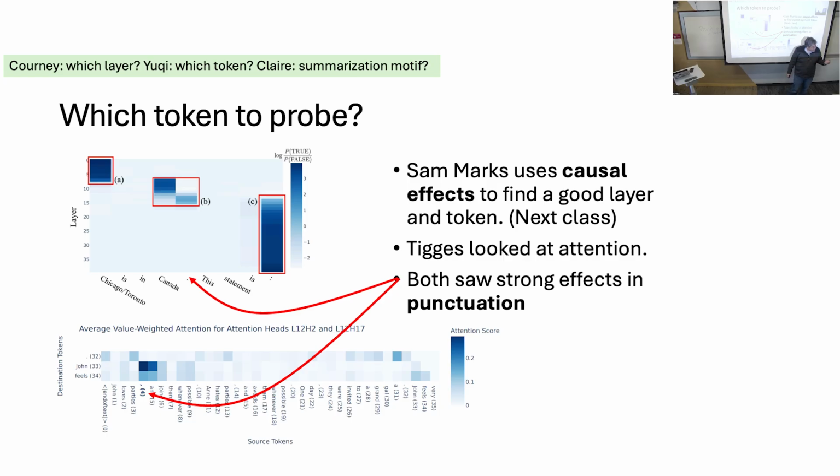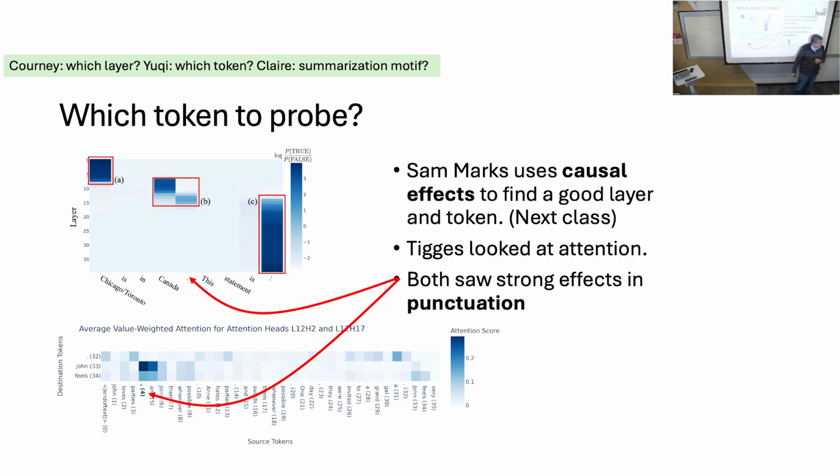And so this was really fascinating because the period doesn't have any information in it, right? The period is the same between these two sentences, Chicago or Toronto. And yet the period has something decisive in its representation that somehow gets the model to say true or false and flip between them, between the sentences, even though there's nothing different about the period itself, right? And so what Sam hypothesizes is that something in the representation of the period, somewhere around layer 15 or something, is like summarizing the truth of the sentence, right?